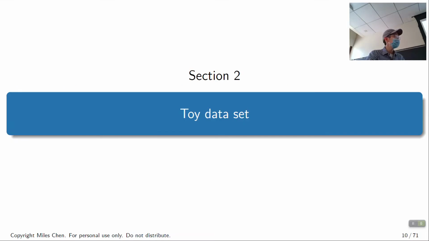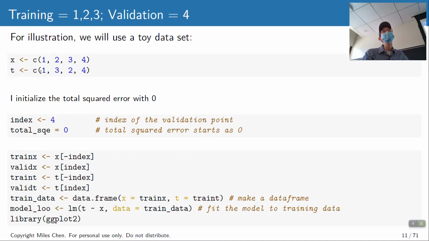To illustrate this, I've got a very, very simple toy data set, and we're going to get the leave one out cross-validation error for it. Again, the whole point of leave one out cross-validation is to test out different models and compare them. Here, we can't really test different models because the data set is too small. So we'll just test out one model, and we'll just get the cross-validation metric for this one data set.